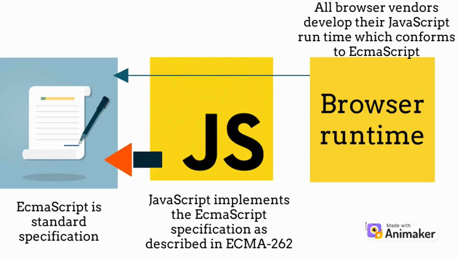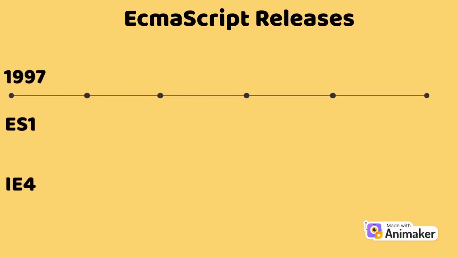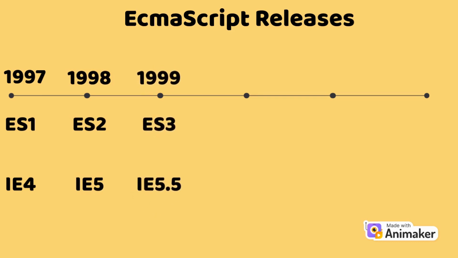Now let's see how EcmaScript versions were released in later years. So in 1997, EcmaScript version 1 was released, and IE4 was the first browser to support EcmaScript 1. EcmaScript 2 was released in 1998, and IE5 was the first browser again to support EcmaScript 2. At that time, Netscape 4.2 was released with JavaScript 1.3, and in 1999, EcmaScript 3 was released, and again, Internet Explorer 5.5 was the first browser to support EcmaScript 3.